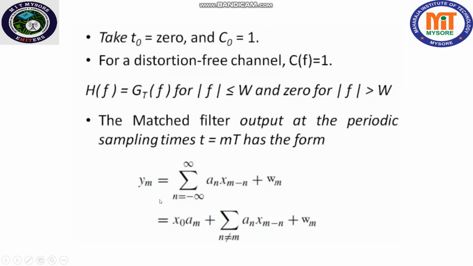Using this equation, we need to understand that we have to eliminate this particular term, that is intersymbol interference. And also this particular ISI present in the received signal can be viewed on an oscilloscope.